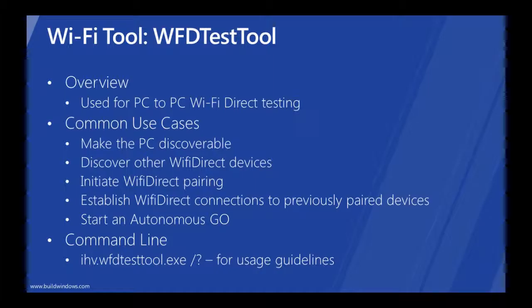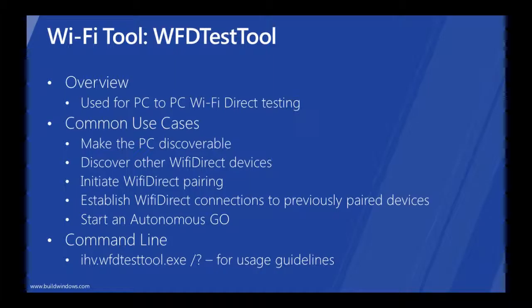This is a command line utility that we use internally to assist with Wi-Fi Direct testing. It allows PC to PC testing of Wi-Fi Direct without the need of Wi-Fi Direct consumer devices such as Blu-ray players or TVs. So from the command line, you can test various scenarios. You can make your PC discoverable, you can discover other Wi-Fi Direct capable devices around, you can initiate Wi-Fi Direct pairing, and you can establish Wi-Fi Direct connections to already paired devices, or you can start an autonomous GO. GO stands for group owner.